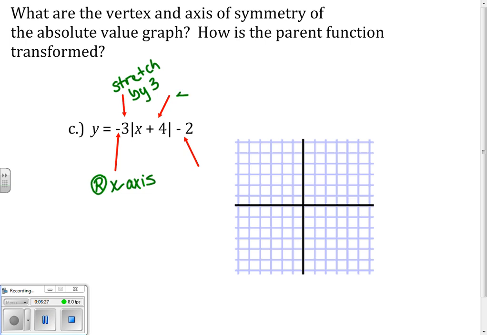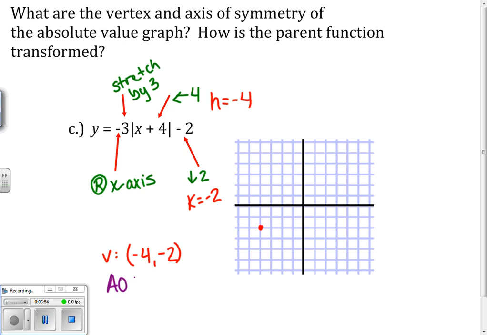The +4 inside moves us left 4, which today now tells us that h is negative 4. And the -2 on the outside moves us 2 down, which now today tells us k is negative 2. That gives me an ordered pair of my vertex. h, k is negative 4, negative 2. Negative 4, negative 2 is in the third quadrant. I know that my axis of symmetry must match my h value, so it's x equals negative 4. Pause for a second and make sure you specifically need the x equals. That's this one right here. You need that. It is not a choice.